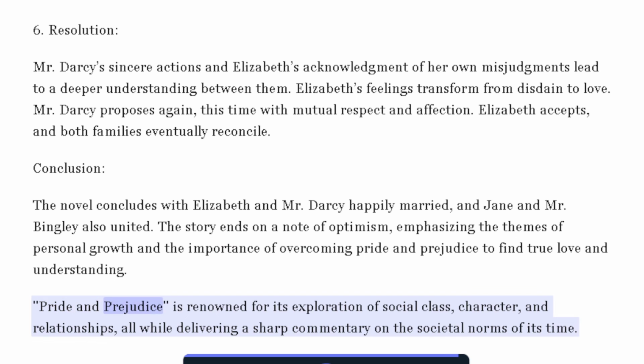Pride and Prejudice is renowned for its exploration of social class, character, and relationships, all while delivering a sharp commentary on the societal norms of its time.